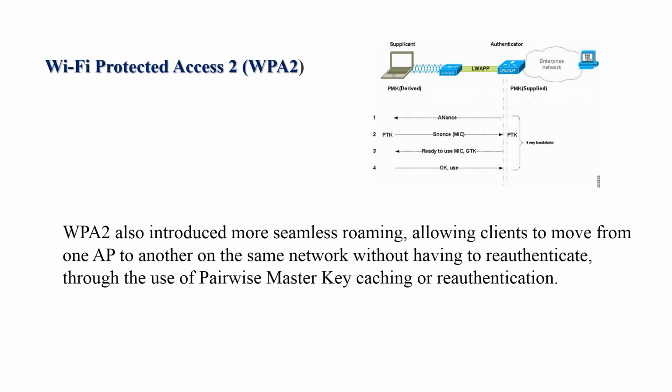Wi-Fi Protected Access 2, WPA2, is the successor to WPA. The WPA2 standard was ratified by the IEEE in 2004 as 802.11i. Like its predecessors, WPA2 also offers enterprise and personal mode. Although WPA2 still has vulnerabilities, it is considered the most secure wireless security standard available.